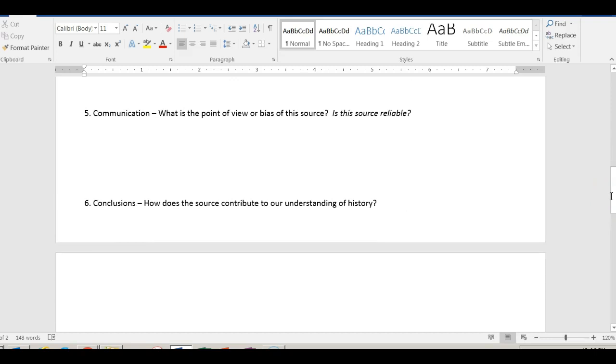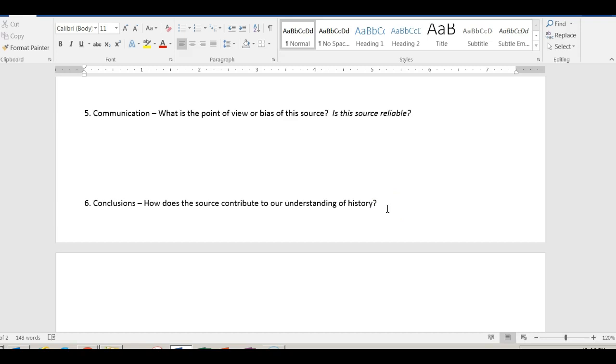With the fifth question, bias means opinion or take or view on the subject. From what angle was the source created? Many of the sources that we look at can be considered reliable from the standpoint of it allowing for us a first-hand account from someone who lived in that time period. So what is the bias or what is the point of view of the source? And our last question: how does the source contribute to our understanding of history?